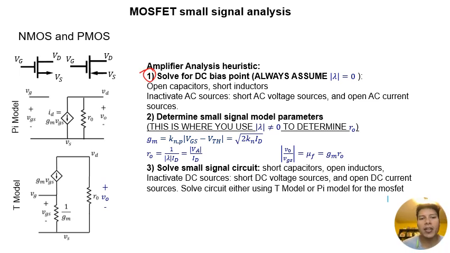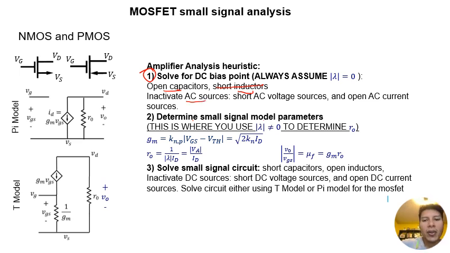And to do that, we're going to look at our MOS circuits. And if there are any capacitors, we're going to treat them as open. If there are any inductors, we're going to treat them as short. In this class, there actually won't be any inductors, but if you did have an inductor in your circuit, you would treat it as a short.